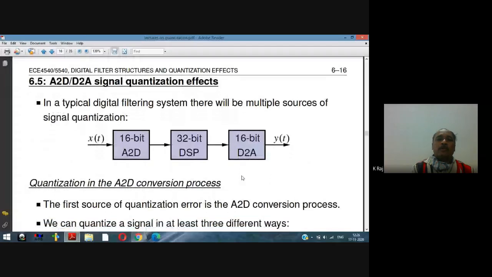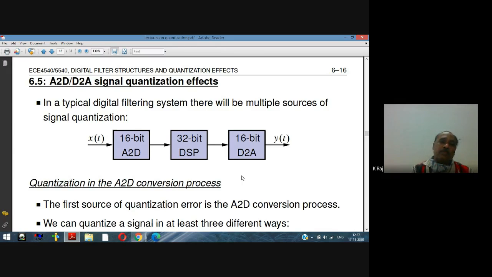Now if we see the DSP processing, then the DSP processes the real life signal. That is, the real life signal has to be converted into the digital form with the help of the A to D, and then after processing, that has to be again utilized in real life. That is, there is a need of the D to A conversion here. So A to D and D to A signal quantization effects have also to be analyzed here.